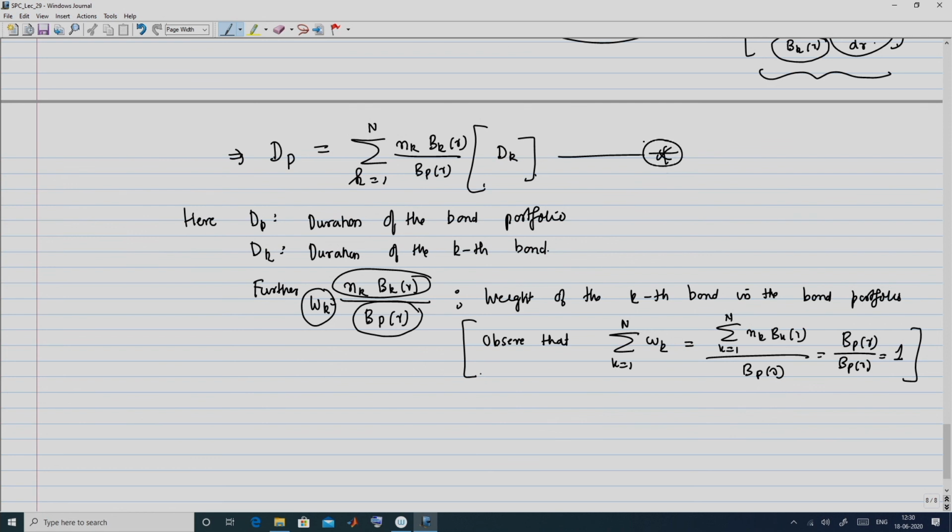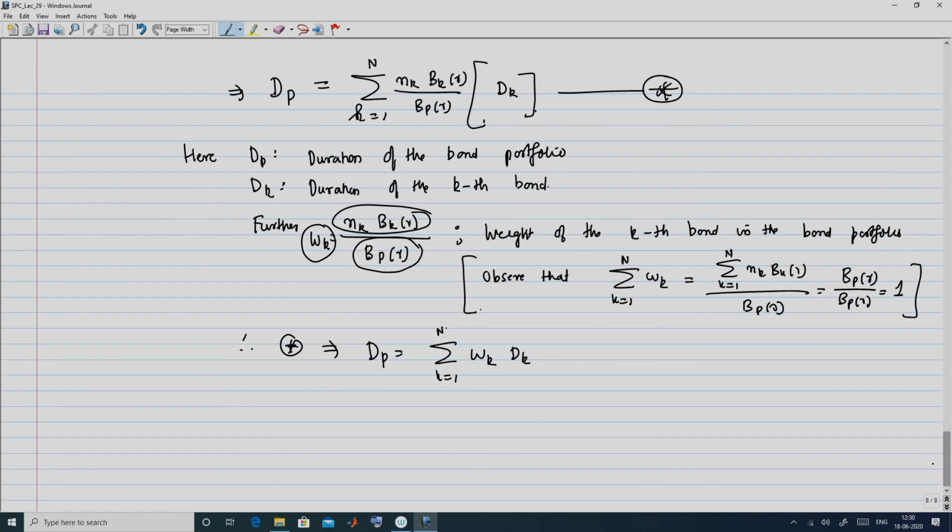So, let me call this star. Therefore, star implies that dp is going to be summation of wk dk, k is equal to 1 to capital N. So, this means that the duration of the bond portfolio, just like in case of stocks, is nothing but the weighted sum of the duration of the bonds in the portfolio.